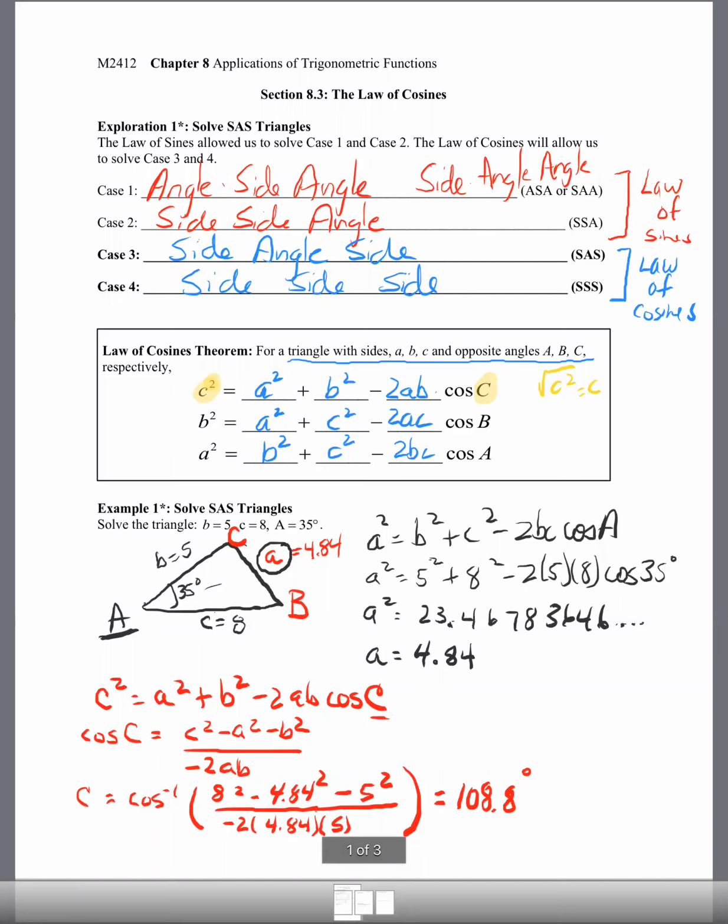Now that we have 2 of our angles, we can actually use the theorem that for any triangle, the sum of its interior angles is 180 degrees. And so if we want to find the missing angle, which is angle B, we'll take 180 degrees and subtract from that the given angle 35 and the angle that we just found, rather, of 108.8. And if you do that, you'll get 36.2.